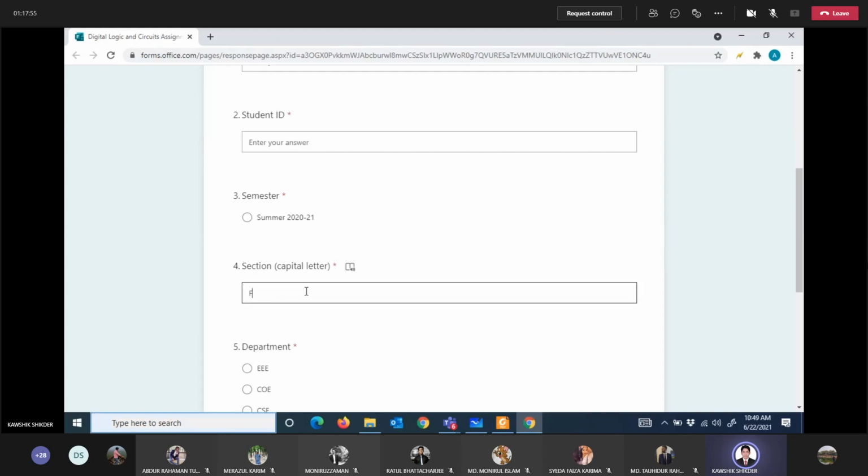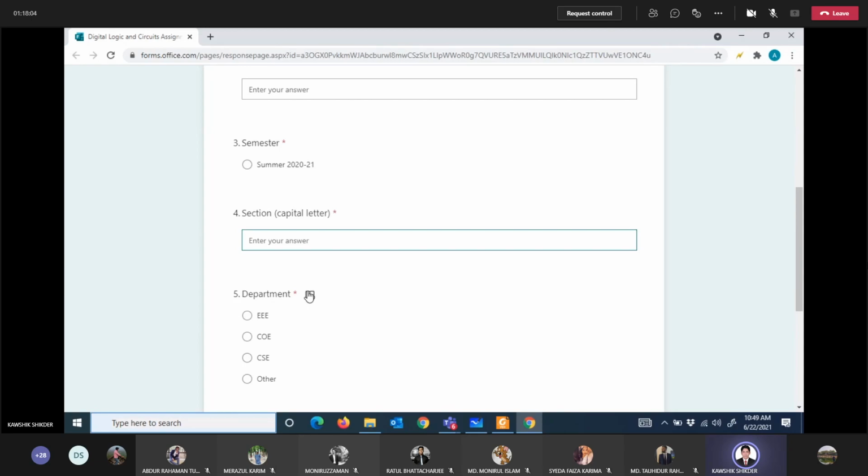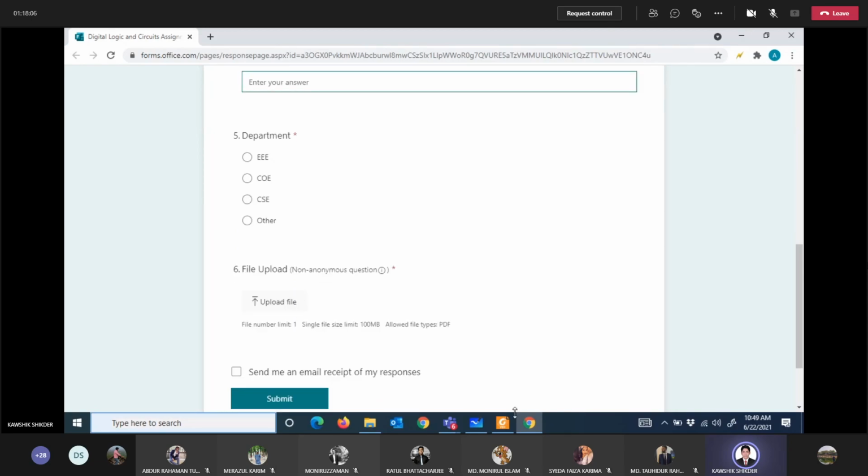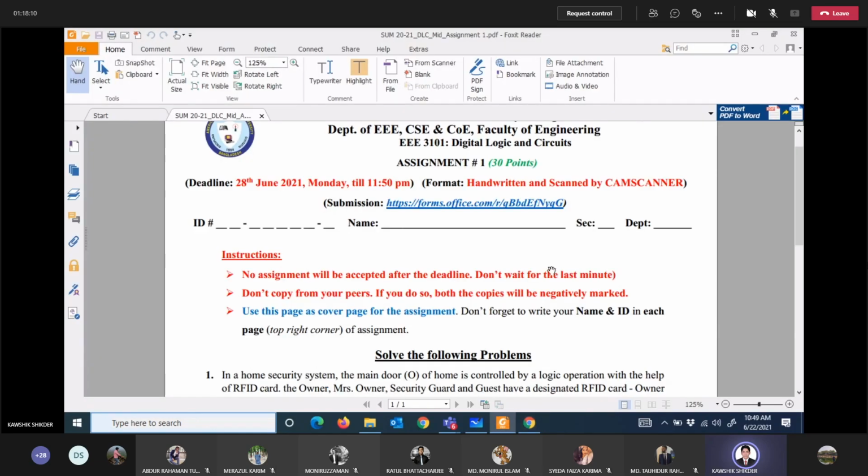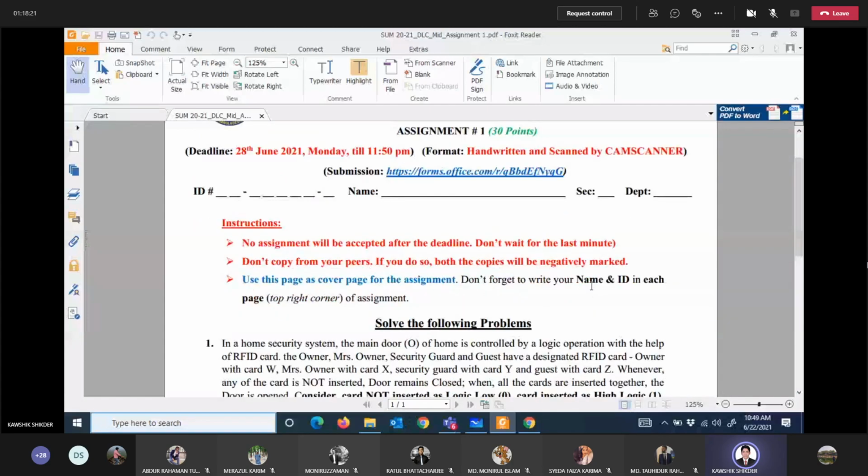So here you will just write capital F, not like section. Okay, just write capital F and select your department and upload the PDF file, and you have to scan it by CAM scanner. Got it? Yes, sir. Handwritten and scanned by CAM scanner. And note down the instructions. You have to write your name and ID in each page top right corner.